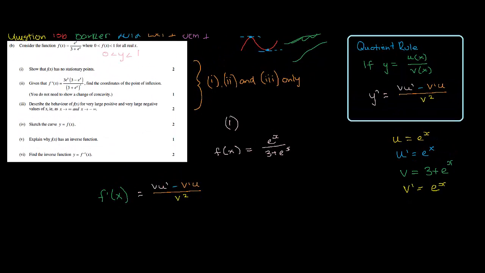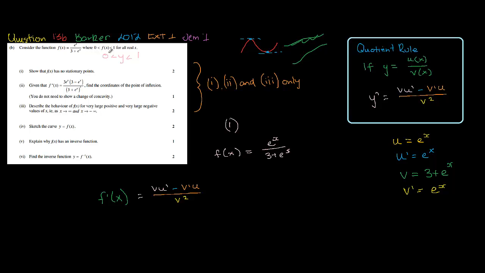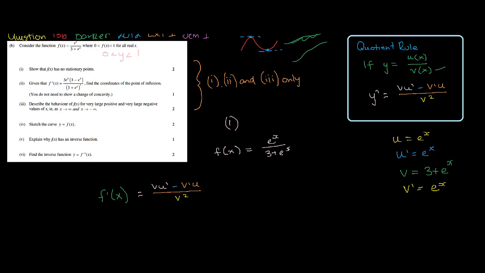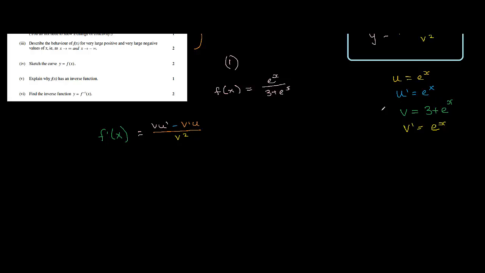So I've just written down things. The u in this case is the thing on top, e to the x. So its first derivative u dash is e to the x, because the derivative of e to the x is just e to the x. The bottom, you can see v represents the bottom over here, and the bottom is 3 plus e to the x. And the first derivative of the bottom, when we differentiate 3, it's just a constant, so we get 0. And then when we differentiate e to the x, we just get left with e to the x again. Beautiful. So what we can do is just plug these into the quotient rule.